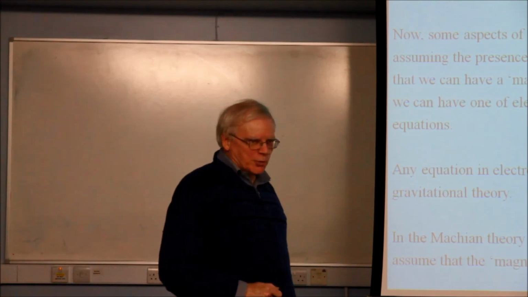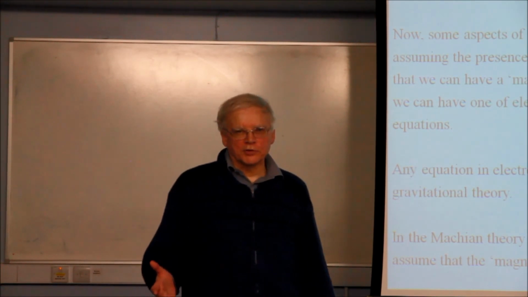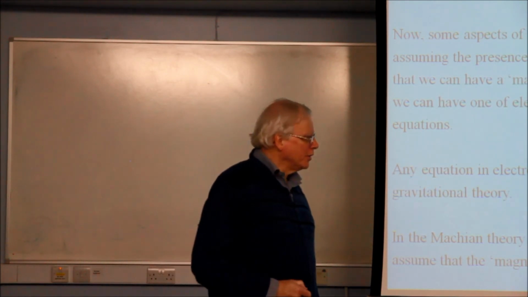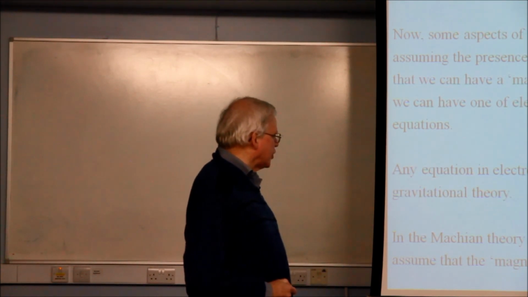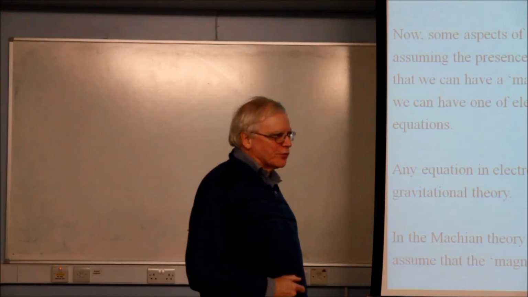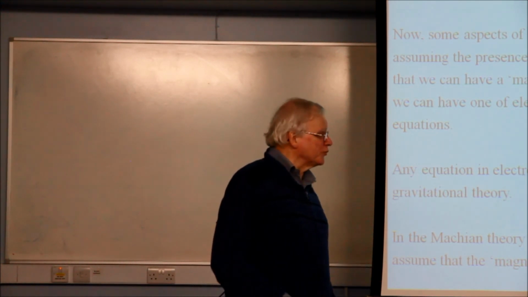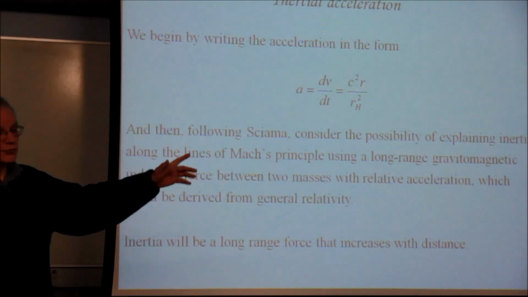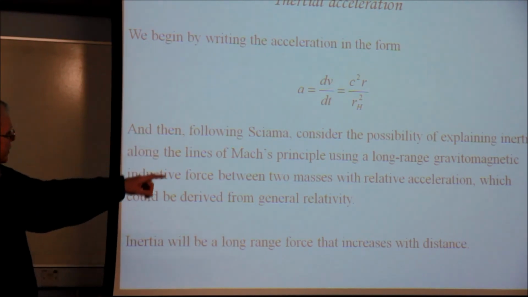Now, Dennis Sciama is well known as Stephen Hawking's PhD supervisor. Back in 1953, Sciama said, let's suppose the magnetic component of gravity is responsible for inertia. So we start by writing the equation a equals dv/dt. This is what we've already found.